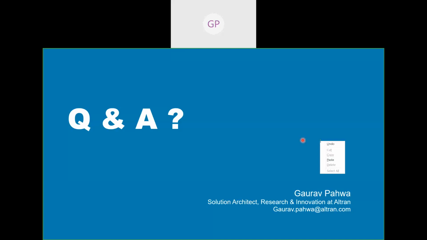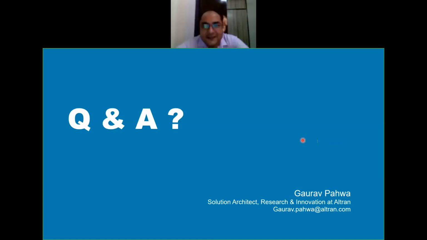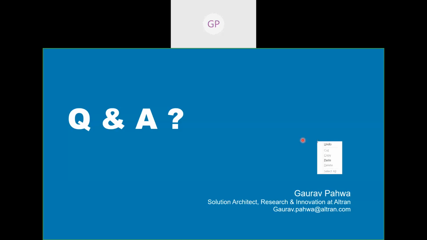It's my pleasure, sir, that you invited me. Sir is coming. So, Mr. Gaurav, hello, Mr. Director. Yeah, hi, how are you?